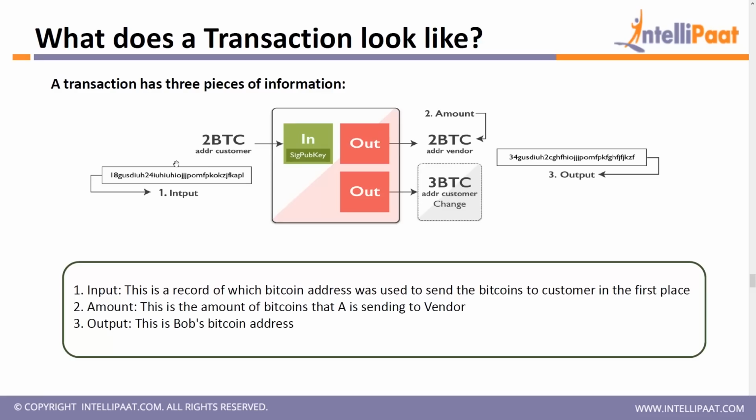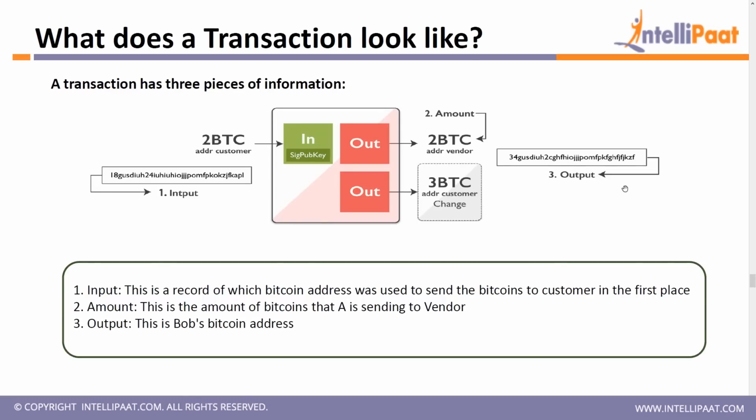What does a transaction look like? A transaction has three pieces of information. In this example, you can see it has in, signed public key, out, and the amount of the Bitcoin that is being transferred. The input is a record of which Bitcoin address was used to send the Bitcoins to the customer in the first place. Then amount is the amount of Bitcoin that A is sending to the vendor. Output is the Bitcoin address of recipient Bob. So these three transaction fields constitute your transaction block.